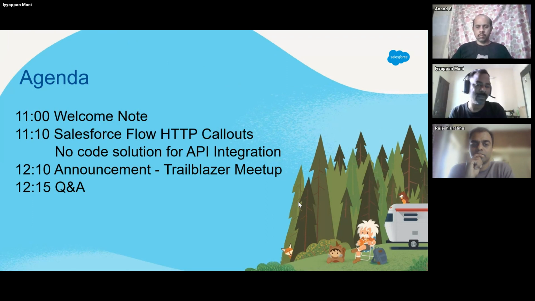Today we are going to learn Salesforce Flow HTTP Callouts, followed by one announcement about a Trailblazer meetup event hosted by Salesforce user group Chennai. They have a 100 days challenge, which you will get to know once the Salesforce Flow HTTP Callouts session is completed. Then we have a Q&A session. Whatever questions you have, please post in the chat group. The event will take around 11 to 12:30, 1.5 hours.